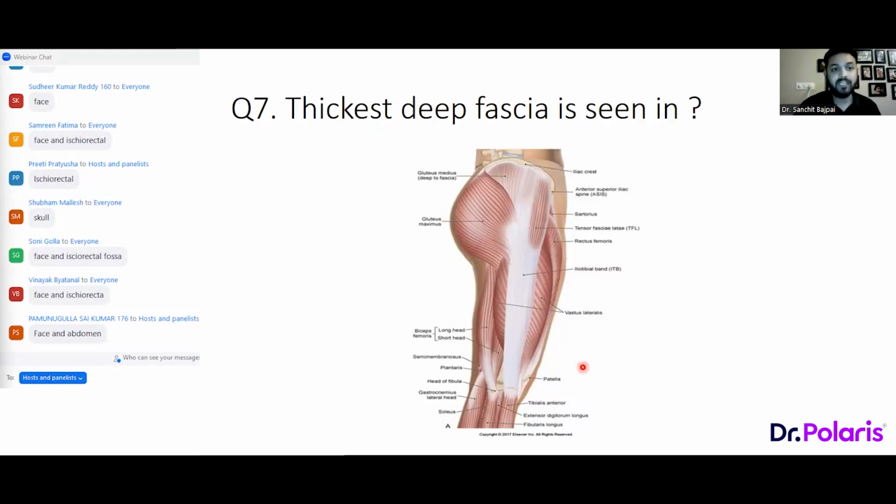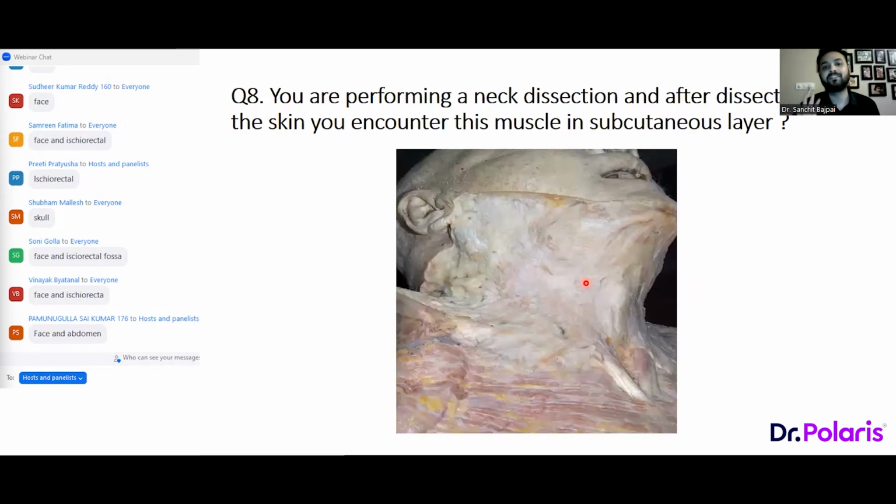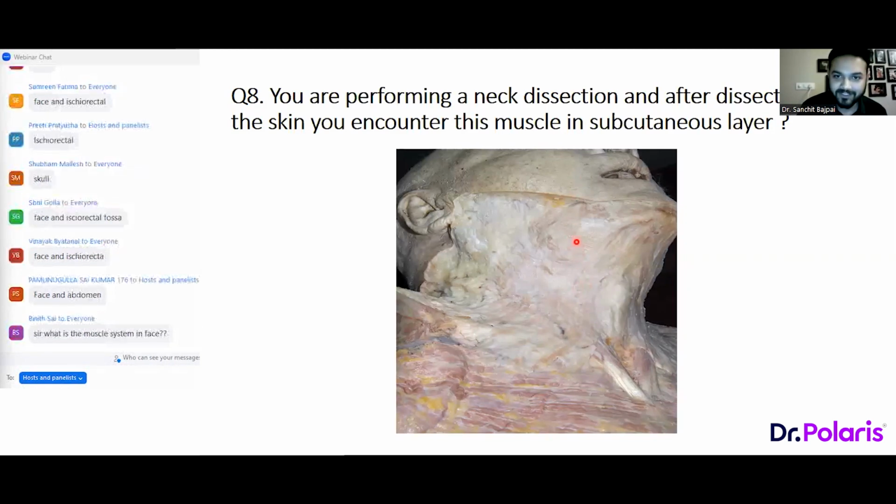It's nothing to worry about. Whenever we talk about the skull, it contains the pericranium. That is not a layer of deep fascia; that is a slightly different layer. So Shubham, remember this: ischiorrectal fossa and face. These are the only two places where we don't find deep fascia. Right. Now, you're performing a neck dissection, and after dissection of the skin, you encounter this thing. What is this?